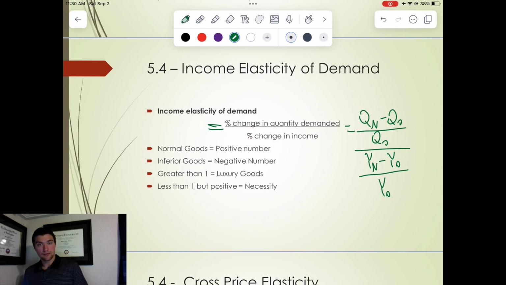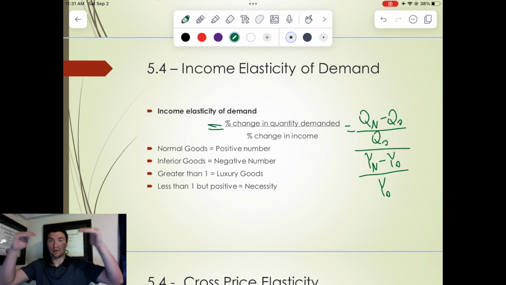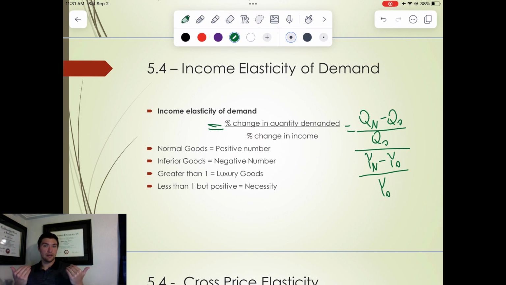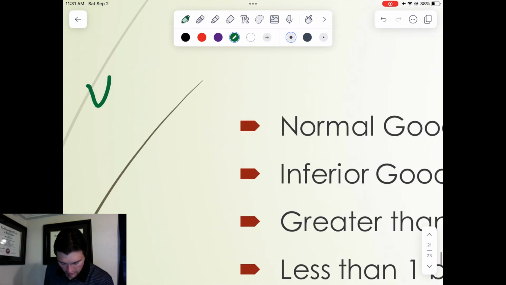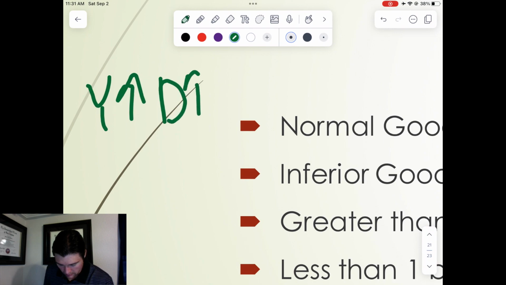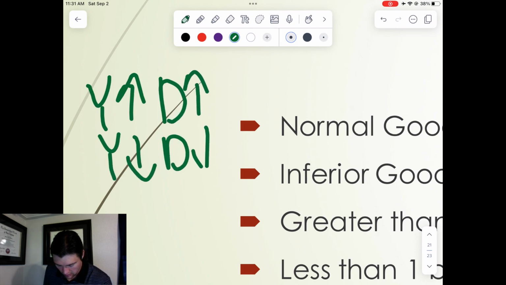If it's a normal good, then that means you're going to have a positive number. So you're going to do the calculations. You're going to find out with the change in quantity, change in income, and you're going to get a positive number. That means it's a normal good. More income, more quantity demanded. So both are positive, so positive number. Now, that's a normal good. If your income goes down and your quantity goes down, negative and a negative make a positive. So again, a positive number is a normal good. Normal meaning if your income goes up, your demand's going up. If your income's going down, your demand's going down. That's what a normal good is.